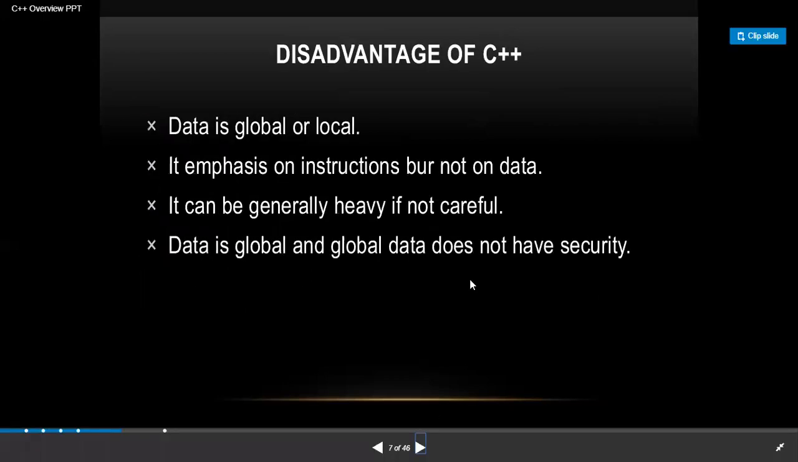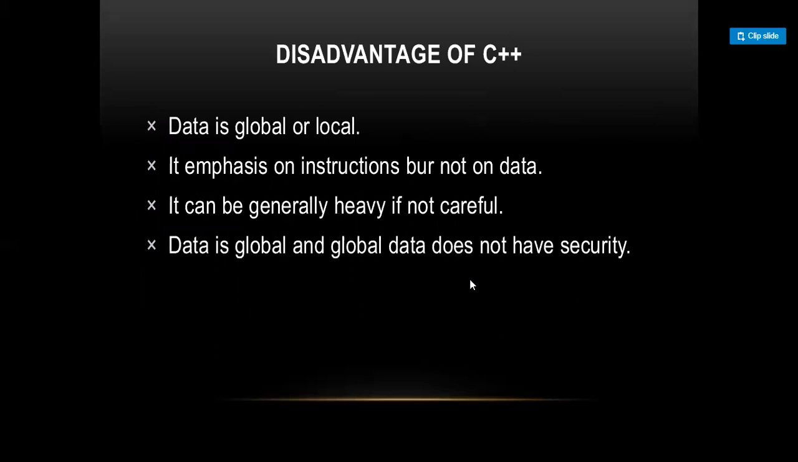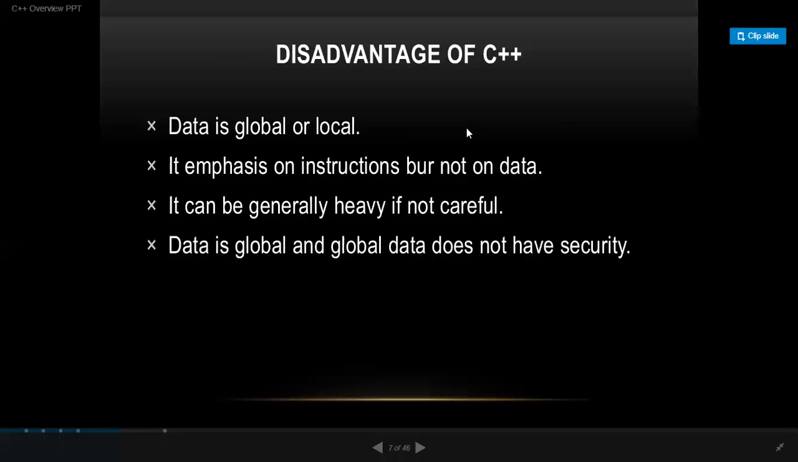So how about the disadvantages of C++? So it has data that is global or local. Also, it emphasizes instructions but not data. And it can be generally heavy if not careful while coding. And lastly, data is global, and global data does not have security.